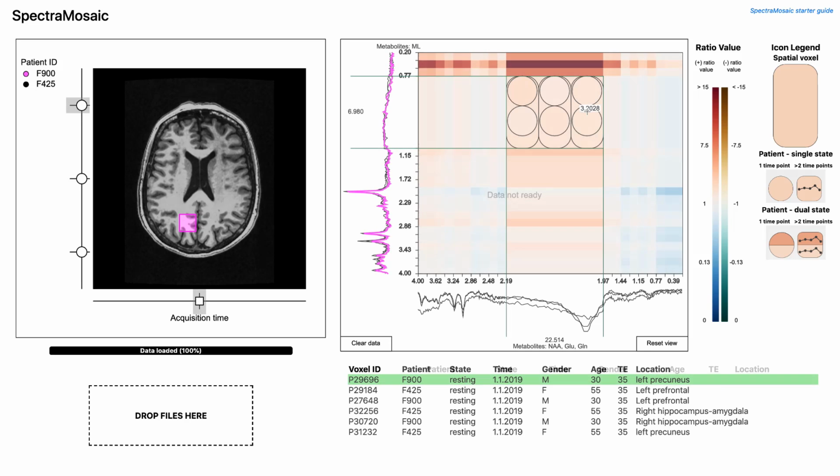SpectraMosaic, when used in clinical research settings, can contribute in the assessment of individual variability, variability across time and space, and to understanding the complexity in the data beyond inference on statistical mean values. This constitutes a novel approach to investigating MRS data.